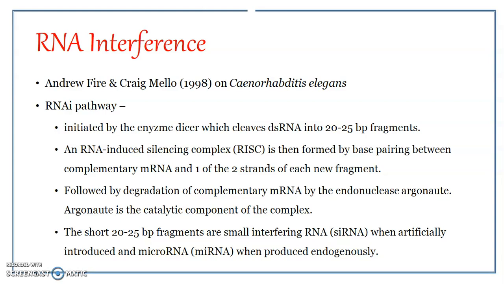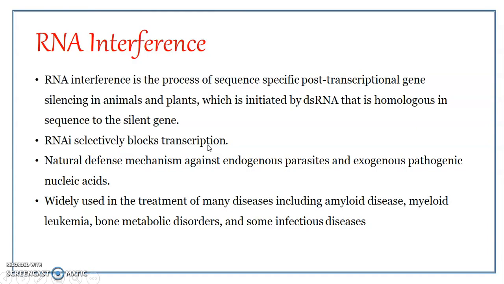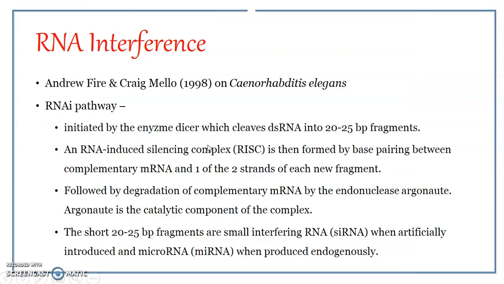So how does RNA interference actually work? What is the pathway through which RNA interference happens? The first step, the RNA interference pathway, is actually triggered by the enzyme Dicer. We have seen Dicer, which is a protein. The Dicer cleaves the long double-stranded RNA.